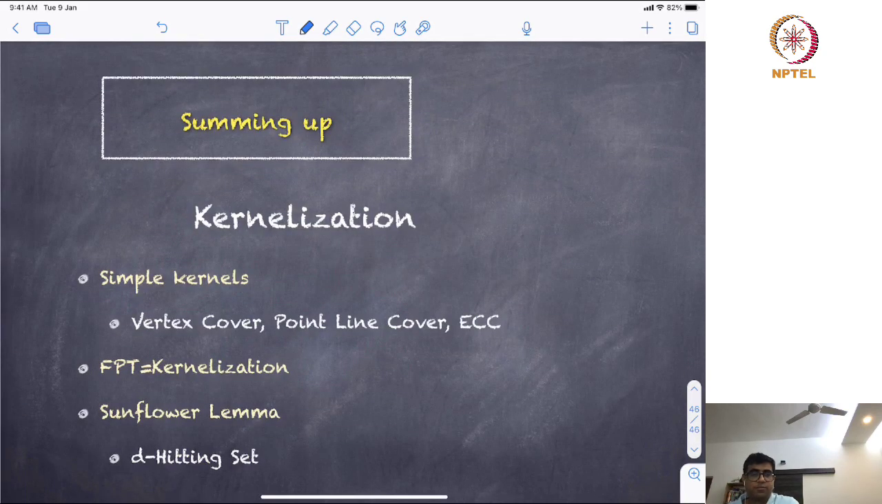So, let us sum up these 2 lectures on kernels. We saw some simple kernels for vertex cover, point line cover, and edge clique cover. We saw when FPT is equal to kernelization, and under what condition. We saw this nice sunflower lemma and an application to D-hitting set and D set packing. We will have a couple more lectures on kernelization to follow in due course. Okay. So, thanks for now.